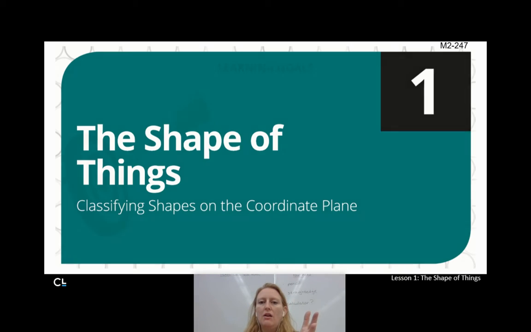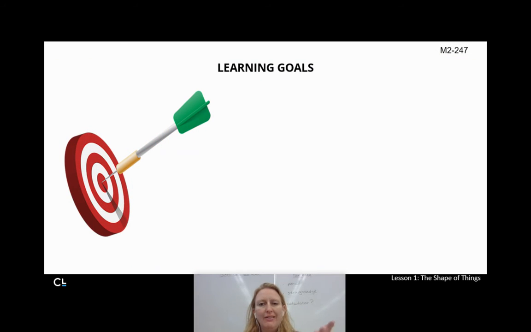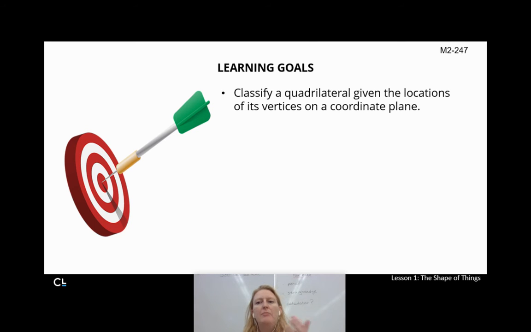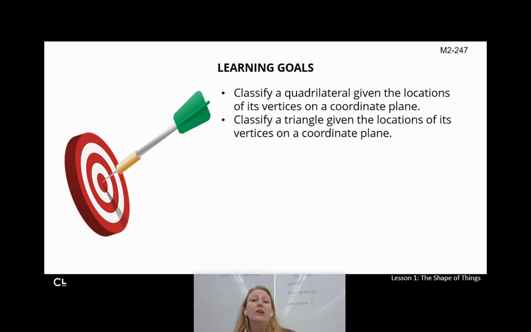So just to remind ourselves of what our goals are throughout these couple days here. We learned about distance formula. We learned about midpoint formula. Now we're going to use those tools to help us classify a quadrilateral given the locations of its vertices on a coordinate plane. A quadrilateral, of course, has four sides, but is it a square, a rectangle, a rhombus, a trapezoid? None of them. What exactly is it?